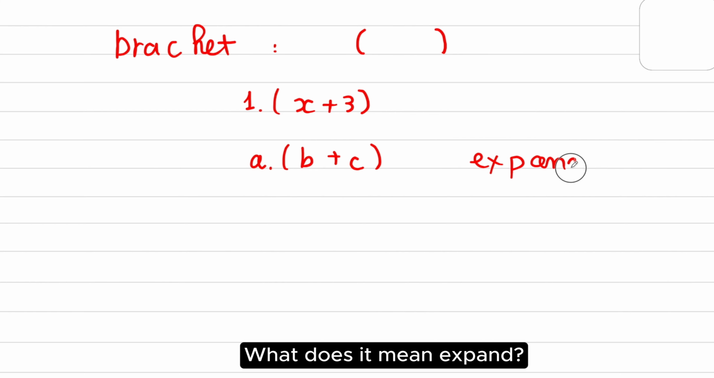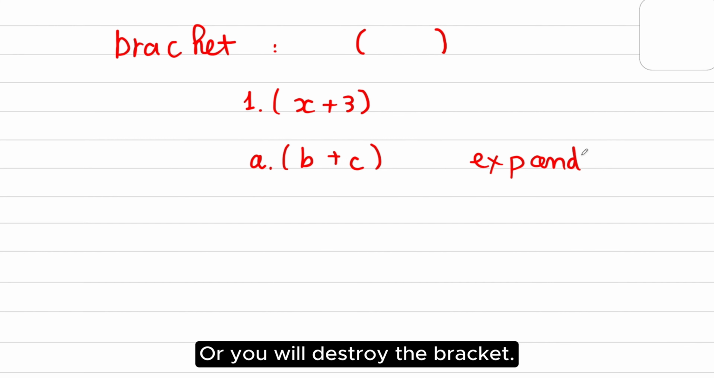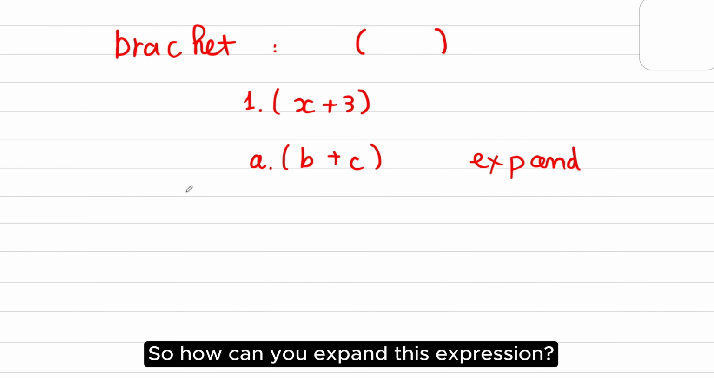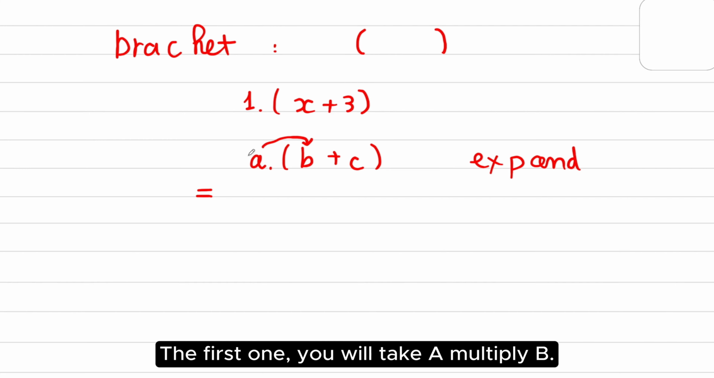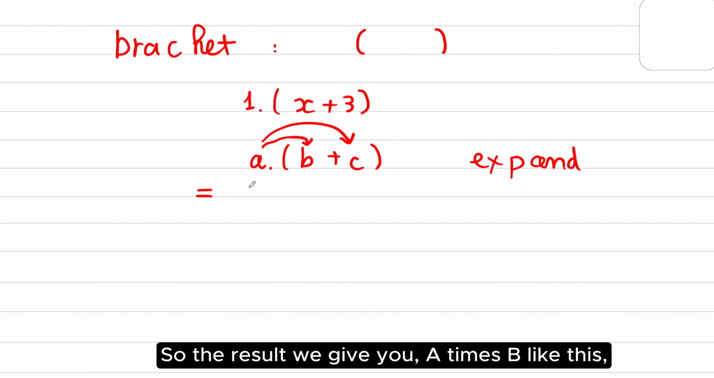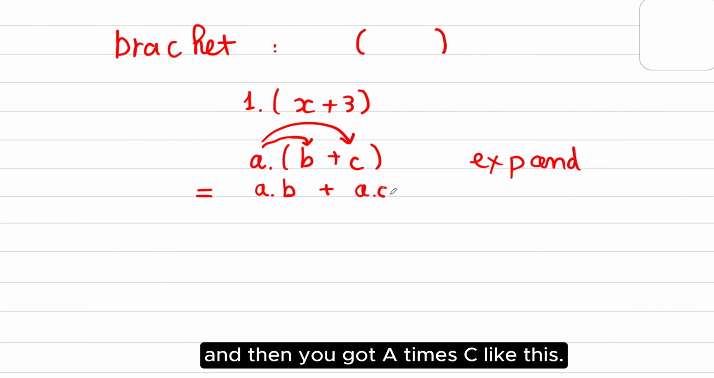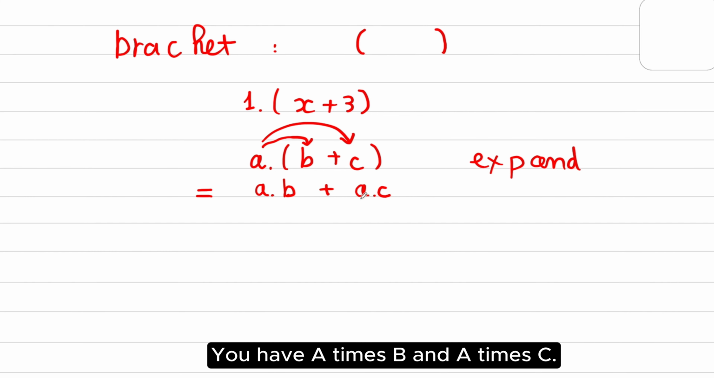What does it mean to expand? It means you will break, or cancel, or destroy the bracket. So how can you expand that? In this expression you will do two multiplications. The first one, you will take a multiplied by b, and the second one, a times c. So the result will give you a times b, and then a times c. So after you expand the bracket, you can see now we have no bracket anymore. You just have a times b and a times c.